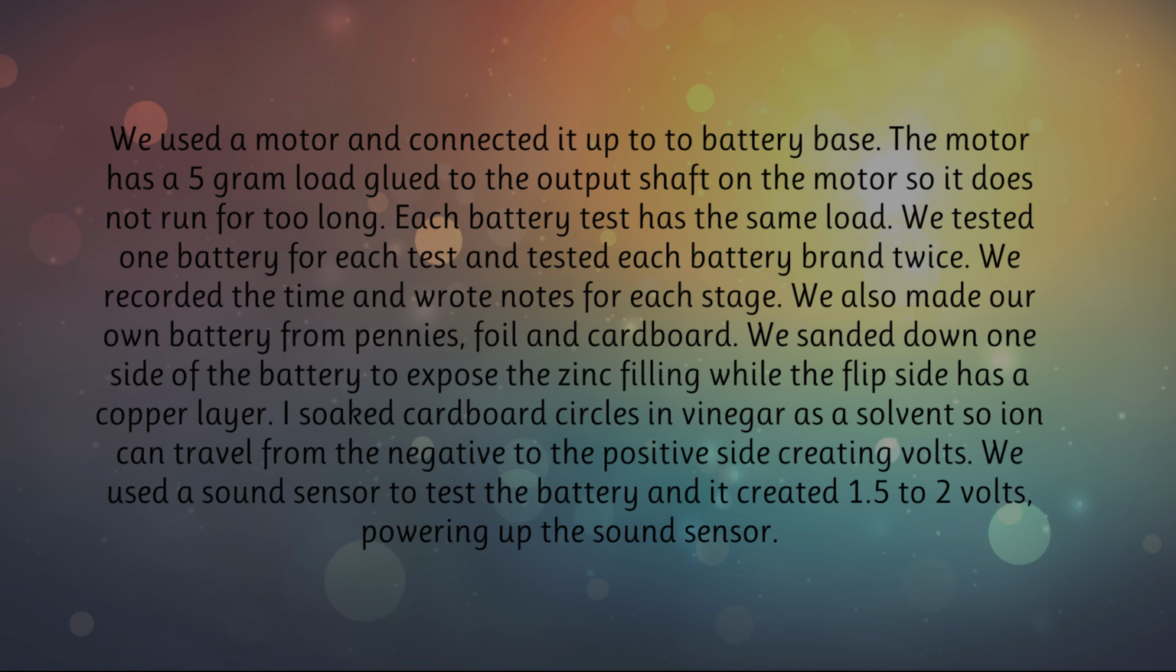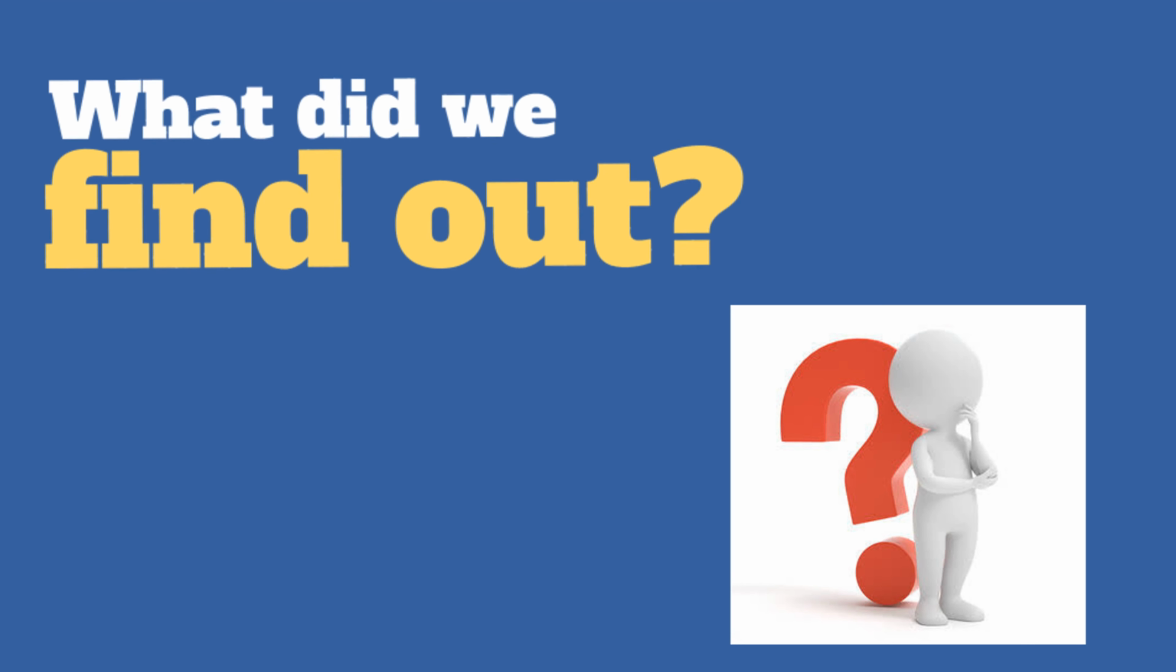We also made our own battery from pennies, foil, and cardboard. We sanded down one side of the battery to expose the zinc filling while the flip side has a copper layer. I soaked cardboard circles in vinegar as a solvent so ions can travel from the negative to the positive side, creating volts. We used a sound sensor to test the battery and created 1.5 to 2 volts.